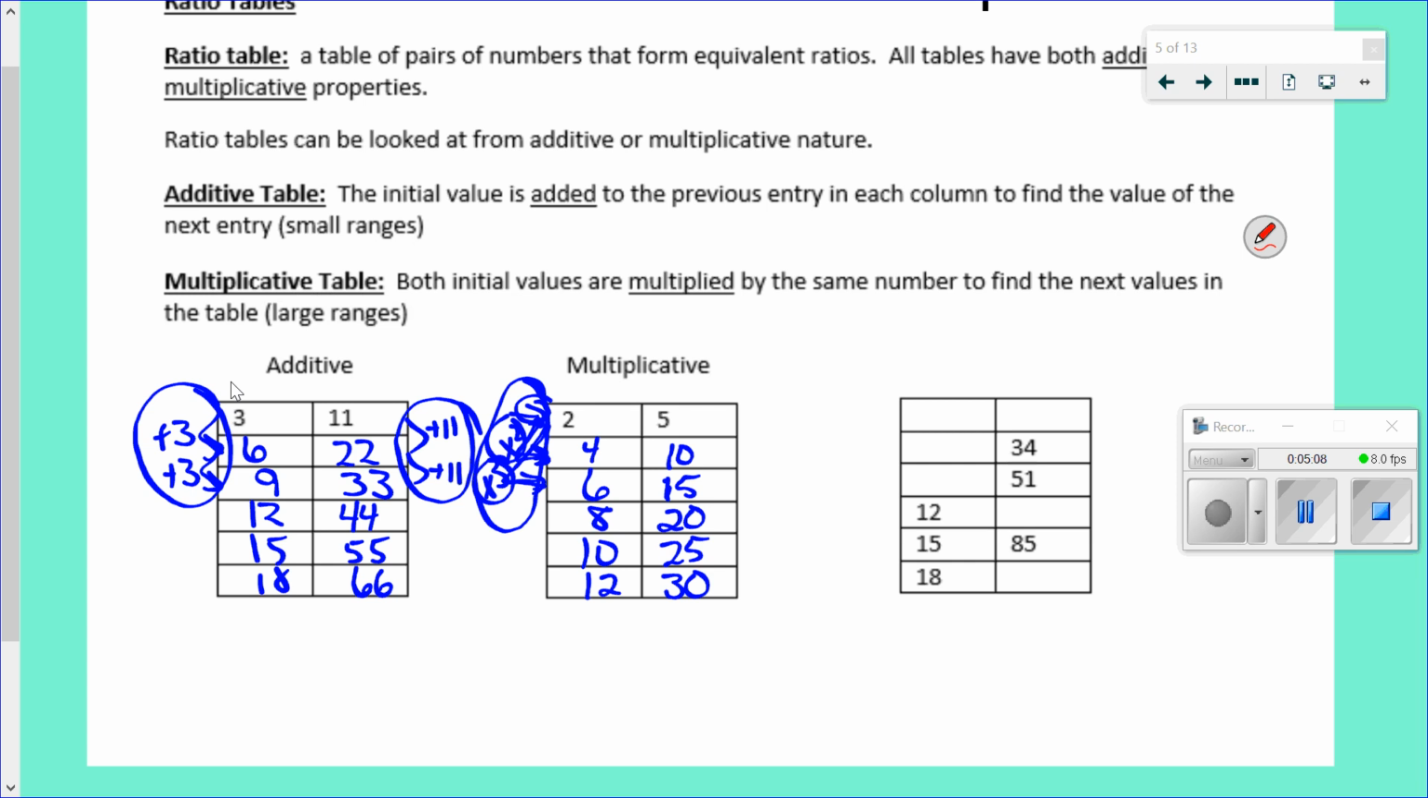Okay? Now, here's why I say you can do these tables and look at them either way. So even though this one's labeled additive, watch what happens if I look at it multiplicatively.